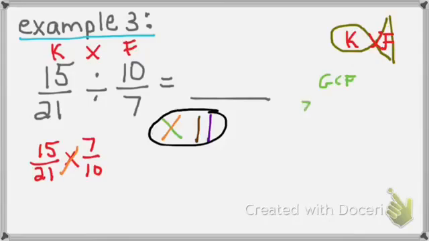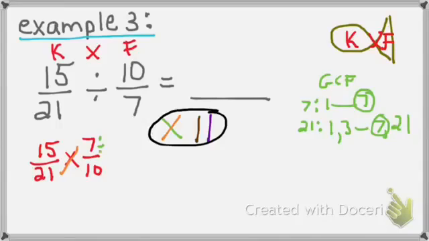Okay, so the GCF of 7 and 21. Factors of 7 are 1 and 7. 2, 3, 4, 5, 6. Nope, I'm done. Factors of 21 are 1 and 21. 3 times 7 equals 21, and I'm done. I do see a 7 in both places, so my GCF of 7 and 21 is 7. I will divide them both by that GCF. 7 divided by 7 is 1. 21 divided by 7 is 3.